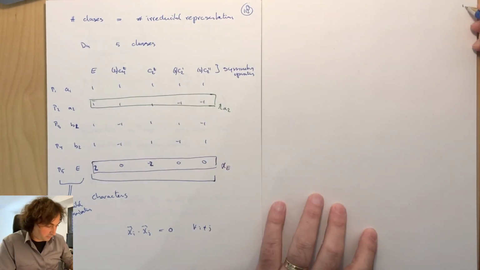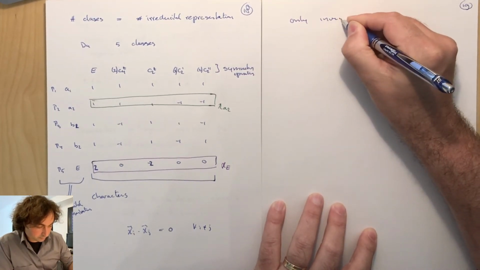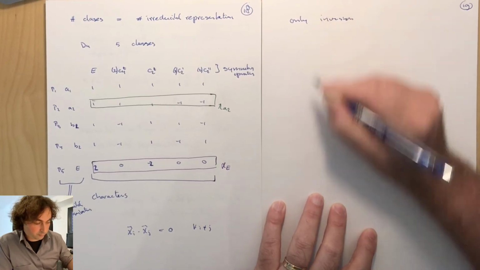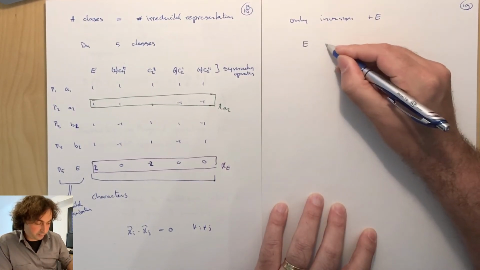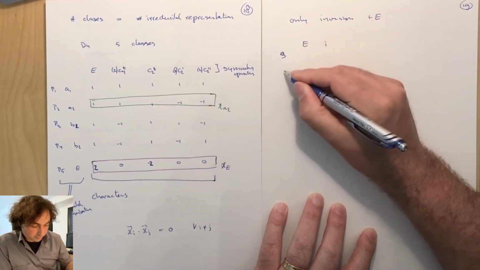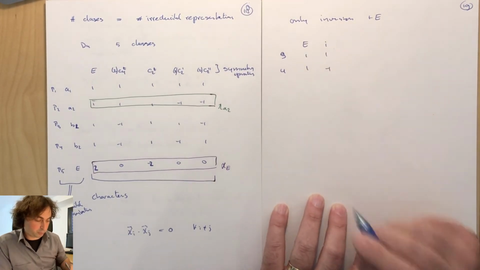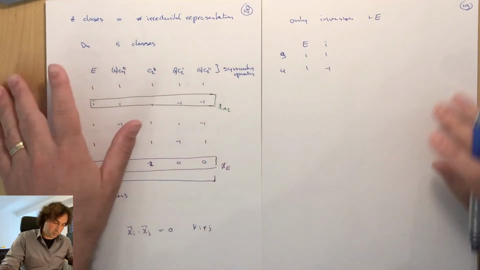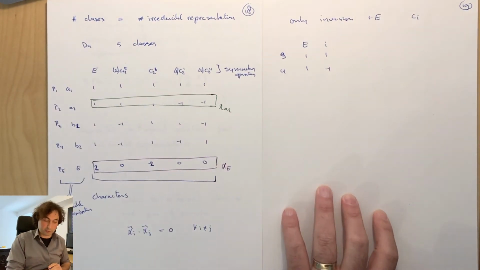So if you only have inversion, plus the identity, otherwise it wouldn't be a group, then we had E and I, and then we have the even or gerade, the ungerade. The gerade would be 1, 1, and the ungerade would be 1, minus 1. So that would be the Ci point group, where you just have inversion symmetry.